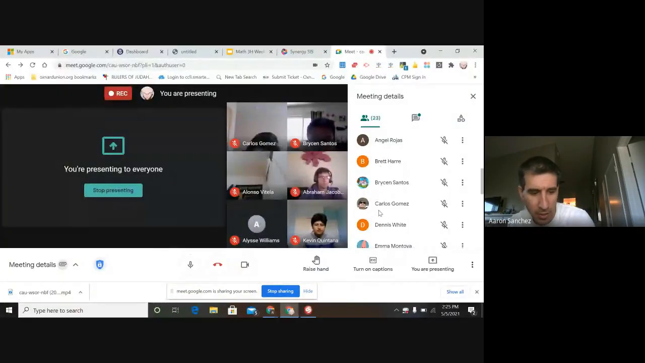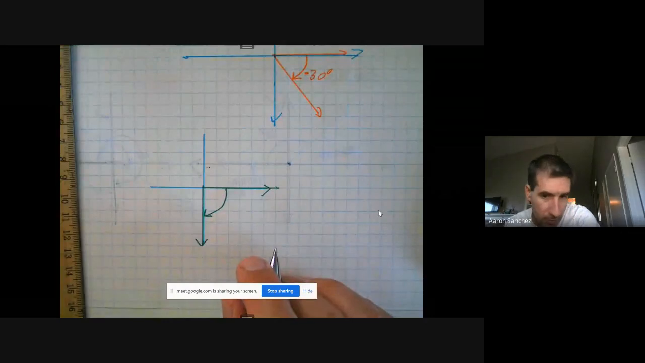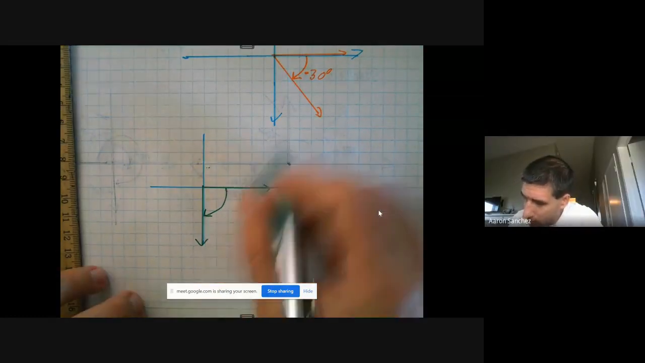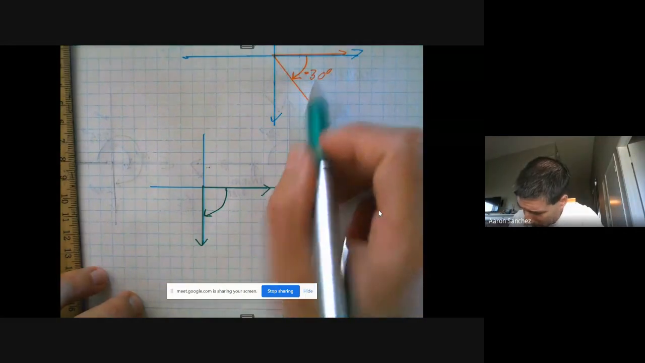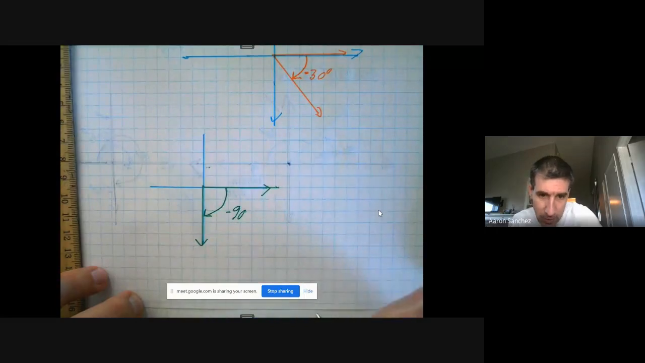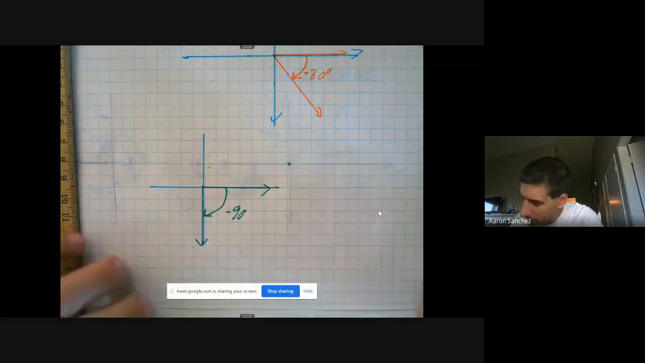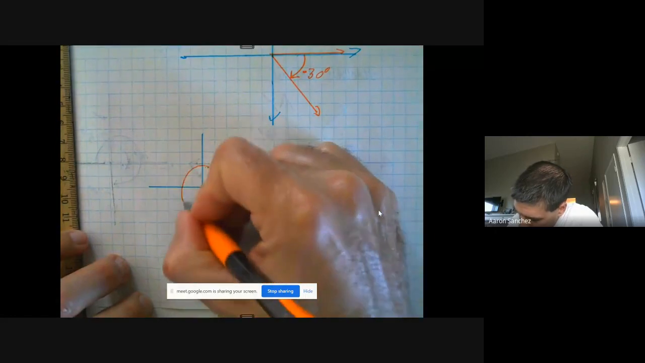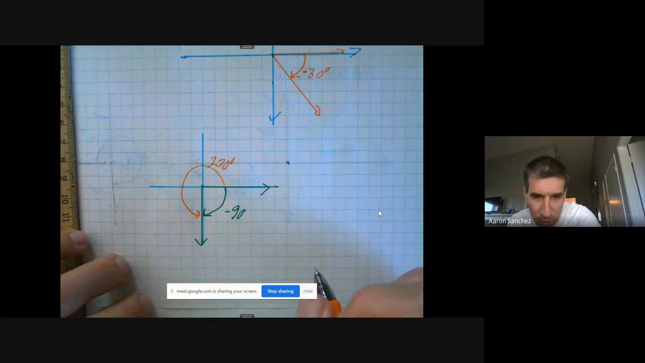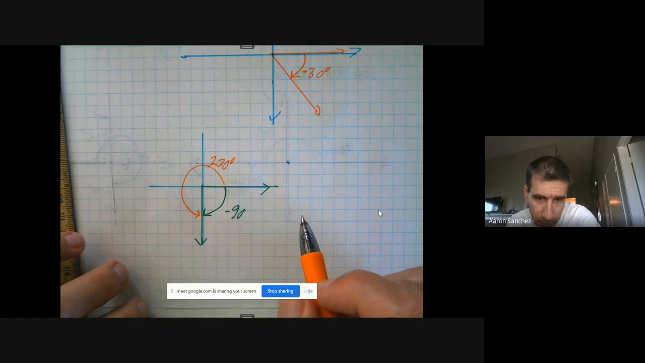Let's go with Dennis White. Would it be negative 30 again? Well, from here to here, what does this look like? 30 is more like this, right? Because it's smaller. 60? Or 90. 90. Negative 90. There you go. Yes. It's negative 90 degrees. You got it right. But if I went in this direction, then that would be a 270-degree angle. In fact, we can have both of them right on top of each other, and those would be coterminal angles.